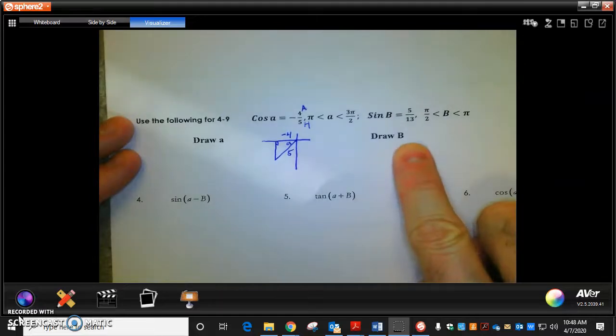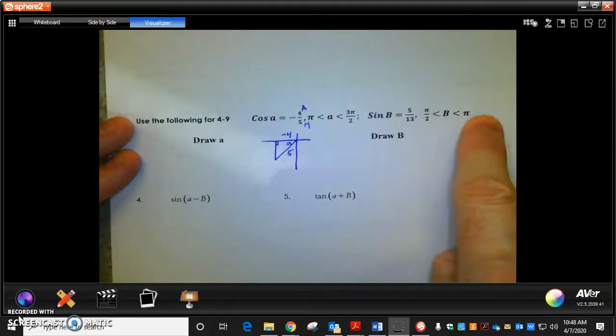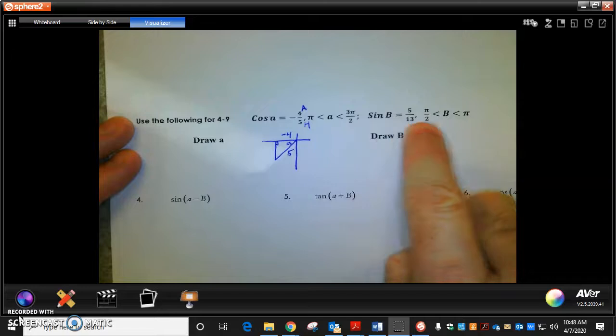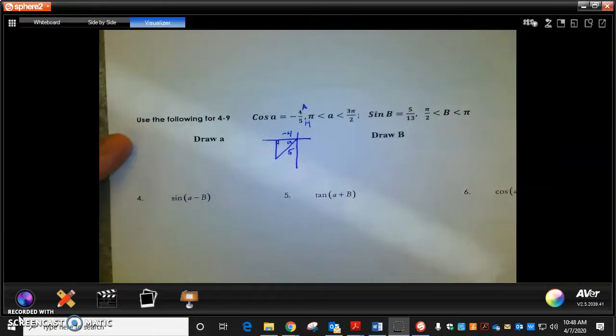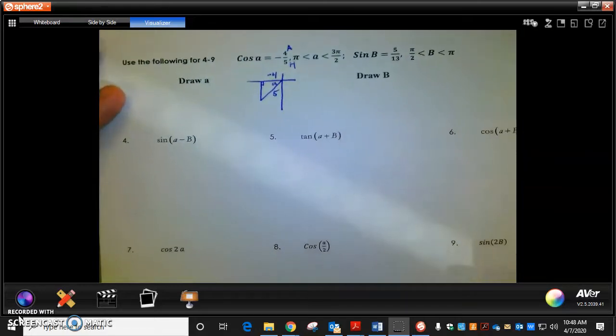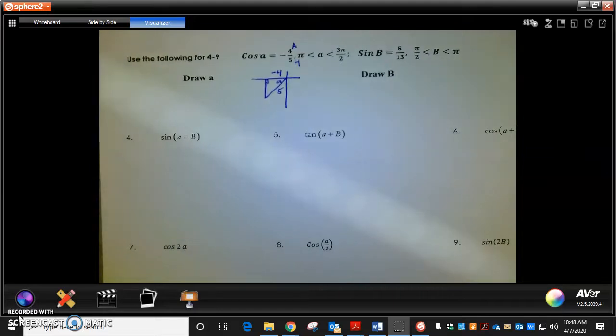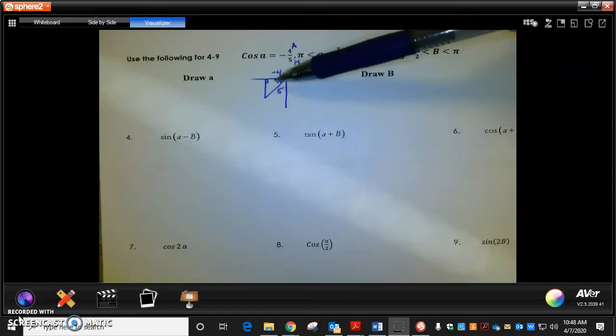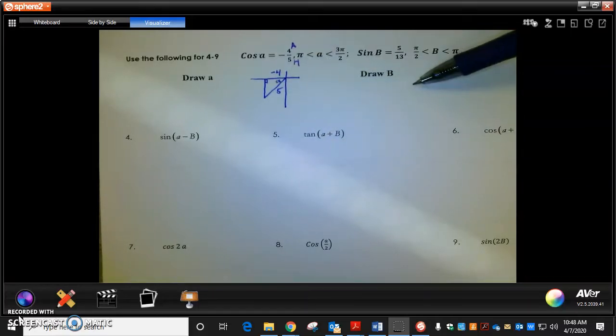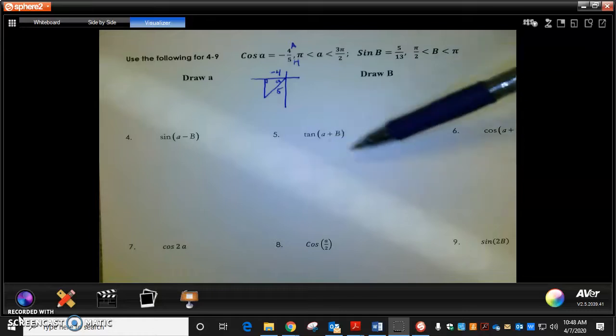I'm also going to do that with angle B. I'm going to use this information. I don't want to tell you too much, but I'm going to use this information to draw a second triangle. And then I'm going to be using those two pictures for 4 through 9. Now, 4, 5, and 6, those are like sum and difference formulas. So like number 5, the tangent of A plus B. So I'm going to be using picture A and picture B to plug information into the formula.